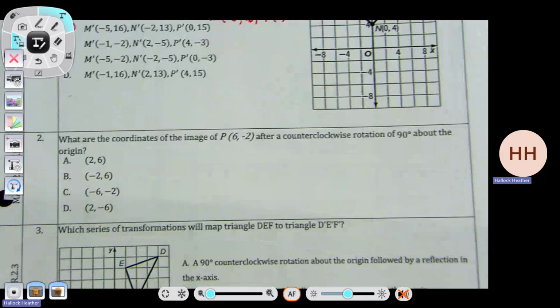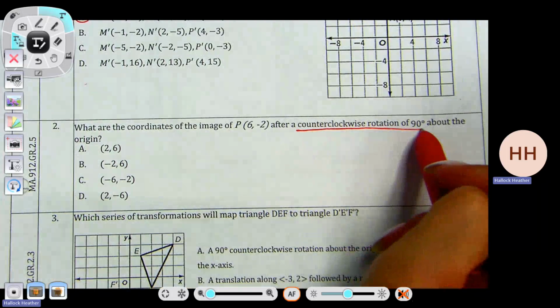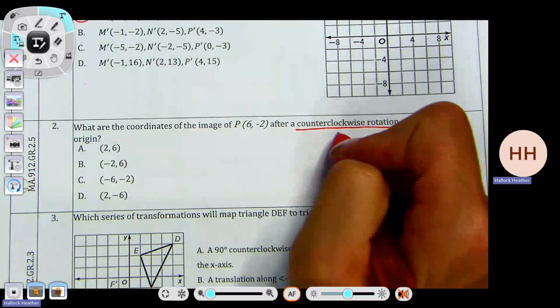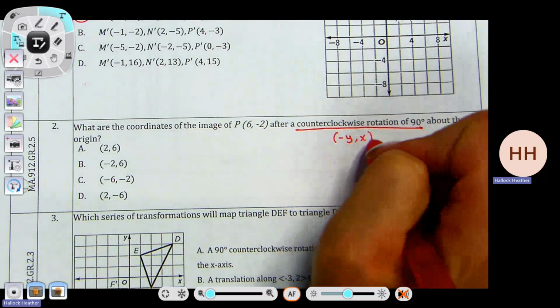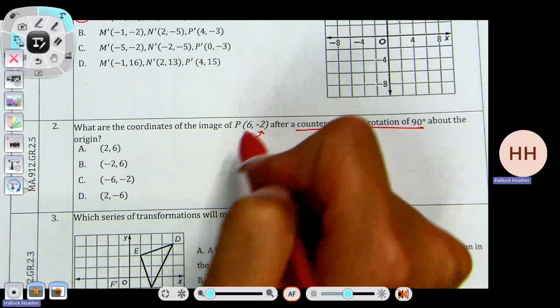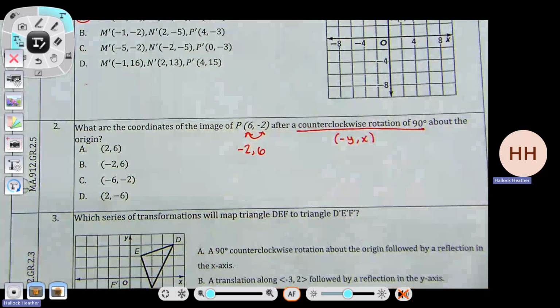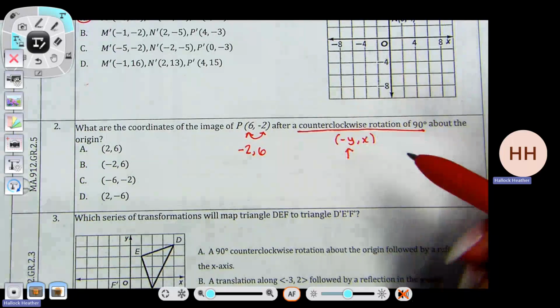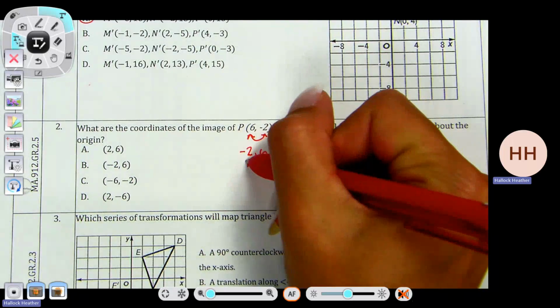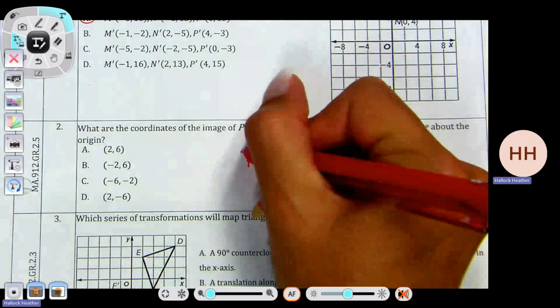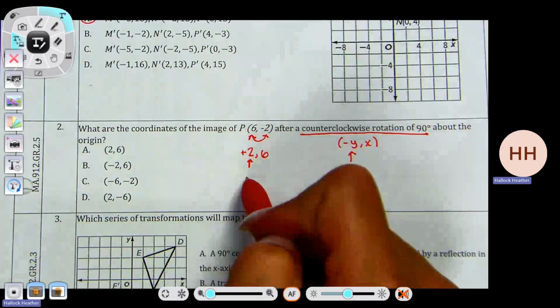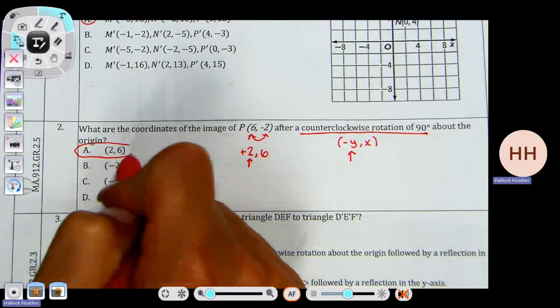For number 2, it says, what are the coordinates of P where the coordinates of P are 6, -2. I'm going counterclockwise 90 degrees. So the rule for that is -y, x. I'm doing 2 things. I have to flip the coordinates, so it becomes -2, 6. And I need to change the symbol in the front. When I change the symbol in the front, it was negative, I'm making it negative. 2 negatives make a positive. So it's actually 2, 6.